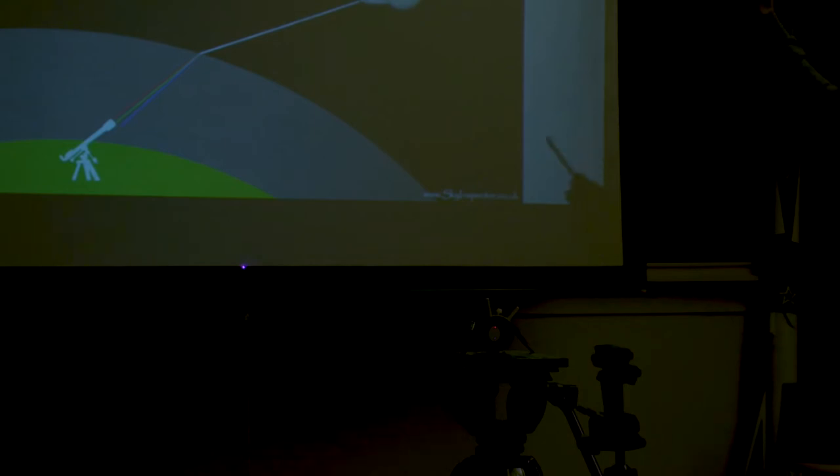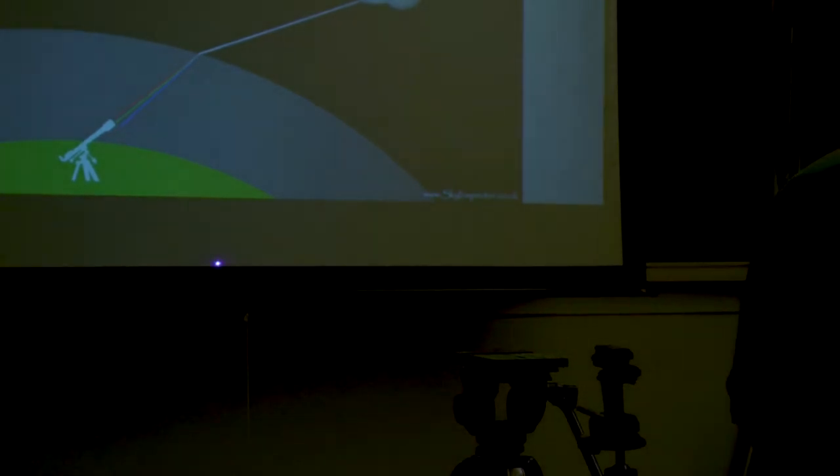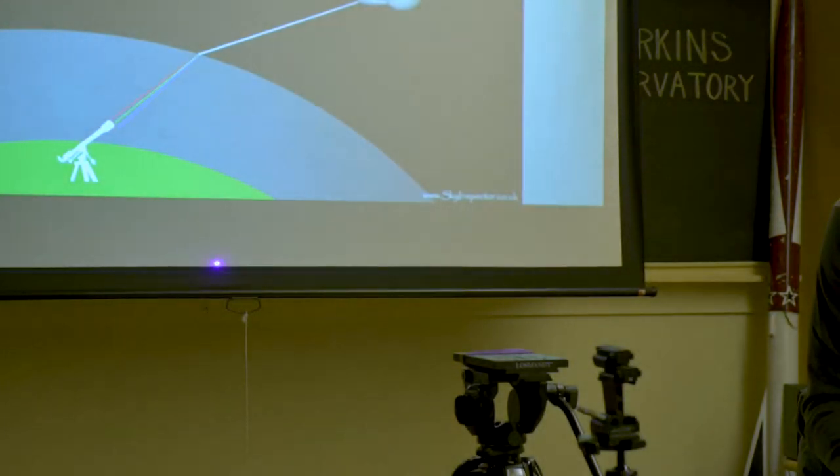I can't show you those pictures that I showed you earlier, because we don't have the planets in the sky. Now you notice it's moving around all over the place, and that is going to get kind of annoying after a while.